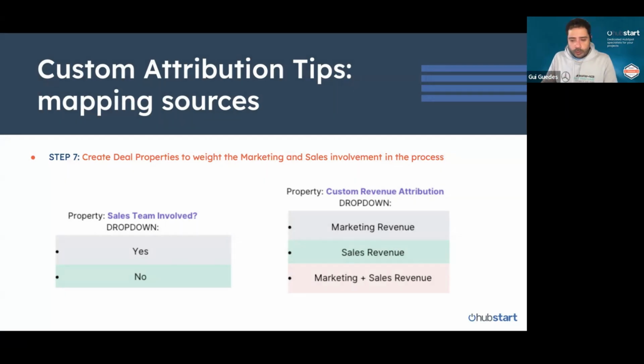So these are two different properties I invite you all to create as well. One will depend on your business, on the type of product you sell, on the different teams you have inside your company as well. But basically, you need to create a property that will identify whether there was involvement from the sales team or not. Why is that? The idea is to separate those auto-generated sales.